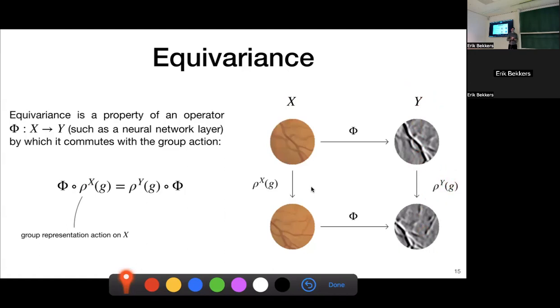Then this operator, which could be a convolution layer, is equivariant if it satisfies this commuting constraint. So what does it mean? I can first transform the input, in this case a shift of the input, then apply the convolution, which gives me a certain result, or I can decide to first convolve and then shift the output. And this is called equivariance.